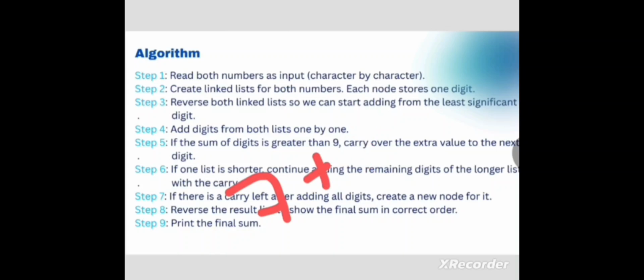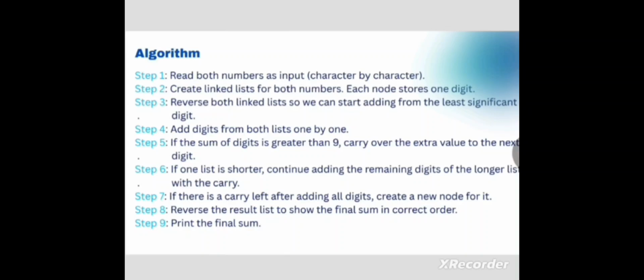Step 6 says that if one list is shorter, continue adding the remaining digits of the longer list with the carry, that is treating missing digits as 0. In step 7, if there is a carry left after adding all digits, create a new node for it.